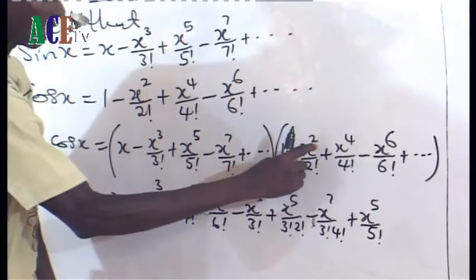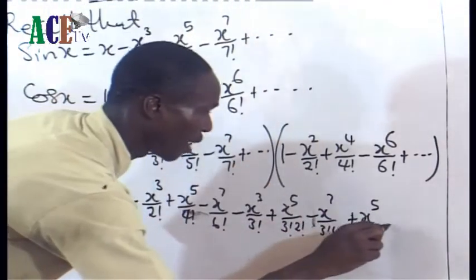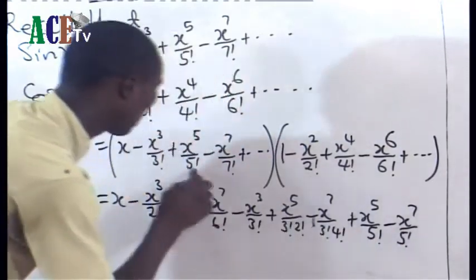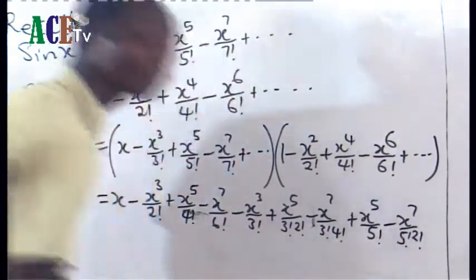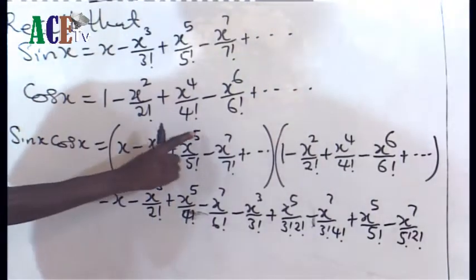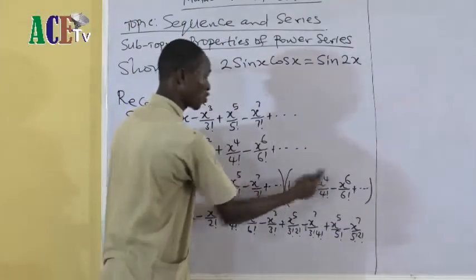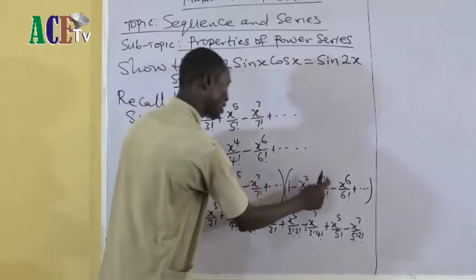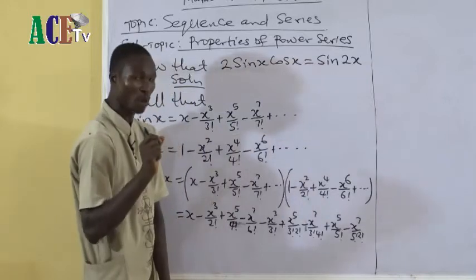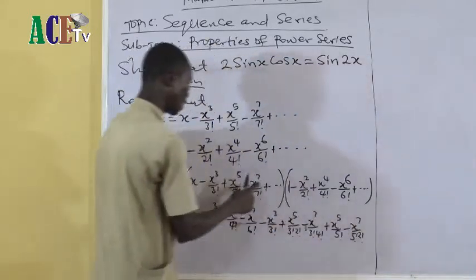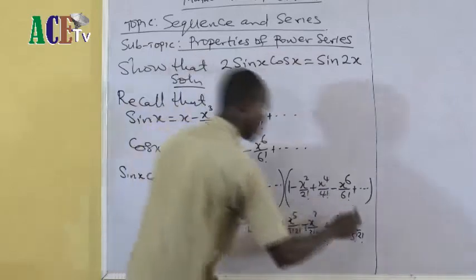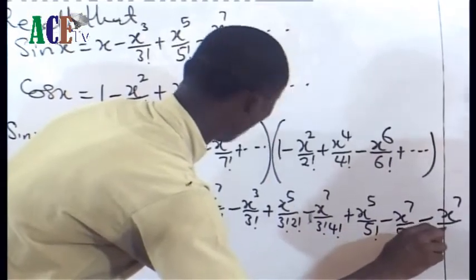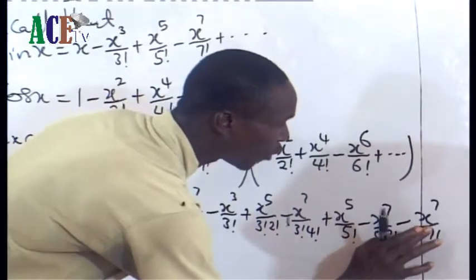This and this will give me minus x to the power 7 over 5 factorial, 2 factorial. If I pick this and this, I will get raised to this, and this will give me 5 plus 4, making 9. I will not pick that one. I will stop at the power of 7. If I multiply this one by this, I will just pick only minus x to the power 7 over 7 factorial.